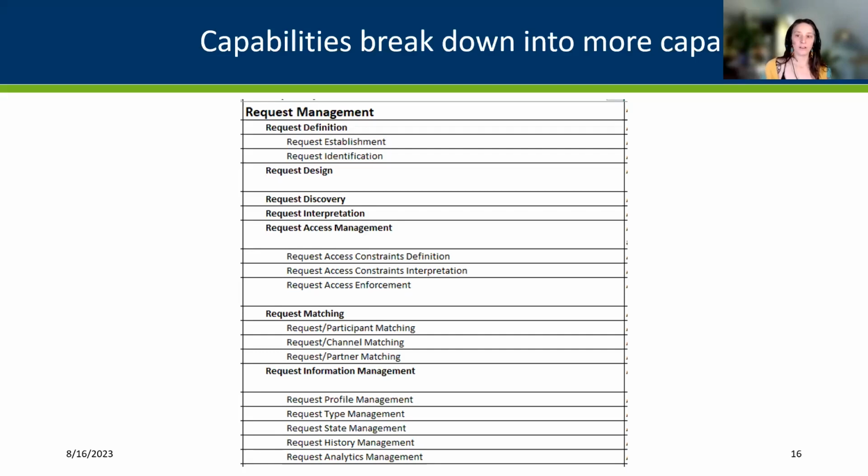Some hallmarks of the business object approach that's fundamental to the 10 domain framework and the meta model that powers it. Up here we have definition. So in an organization, somebody has the ability to establish a new business object, and other people have the ability to identify when one already exists.